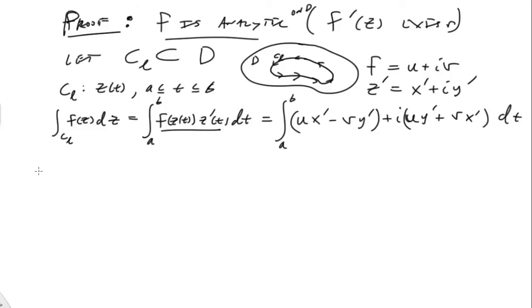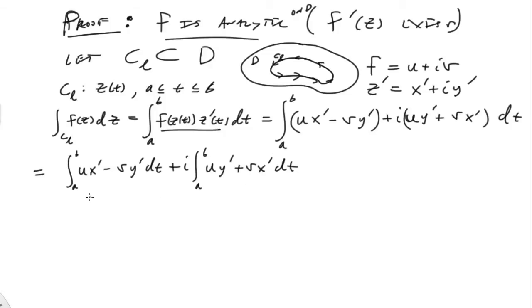Okay, so we can break this up into two pieces. So we have actually now two real valued integrals: the integral from a to b of u x prime minus v y prime dt, plus i times the integral from a to b of u y prime plus v x prime dt.